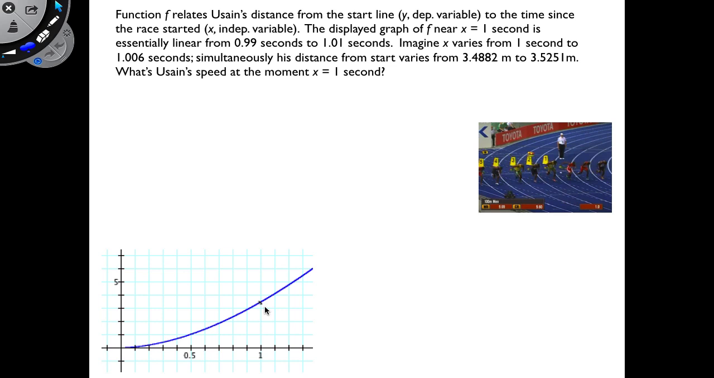And I can even have GC do some computations where I can see that m, the constant rate relating x and y as it varies near time 1, isn't changing a whole lot. And I can zoom in far enough so that it does not change as much as I want it to not change. So pretend that we're going to let x vary from 1 second to 1.006 seconds. So that's a very small variation in x. And during that time, so you don't have to pull out the GC worksheet and calculate this, I'll just tell you that his distance from the start varied from 3.4882 to 3.5251 meters.